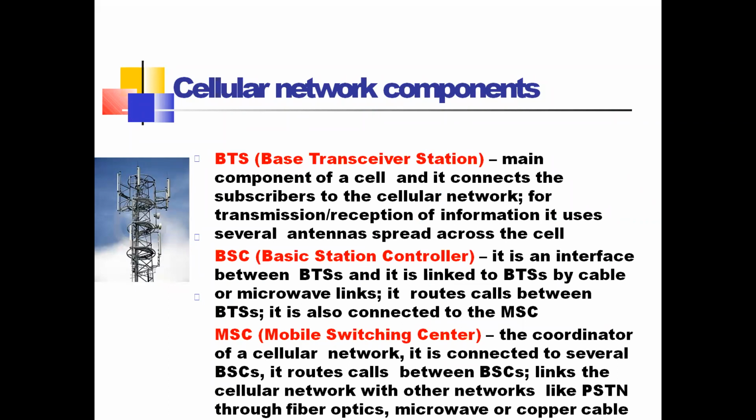A base station, the main component of a cell, connects the subscriber to the network for transmission and reception of information. It uses several antennas spread across the cell. That means adjacent base stations also cover some areas of each base station. Further, several antennas are used.